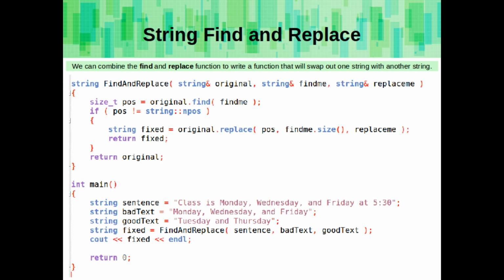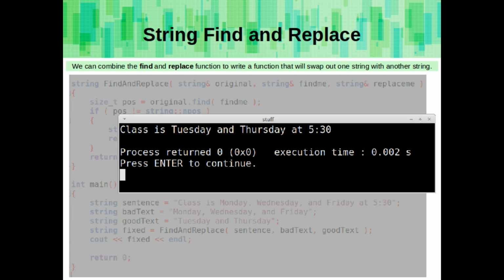We can combine the find and replace functions to write a special function that will replace a certain word with another word. Some programming languages have this sort of functionality on their own. C++ doesn't, so we have to end up writing it ourselves. And here's an example of that program running.